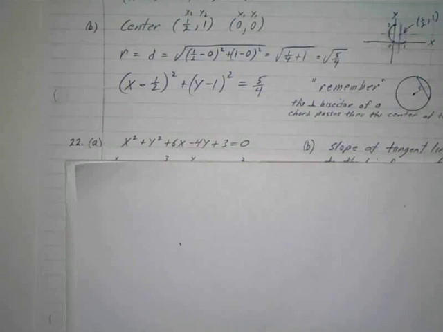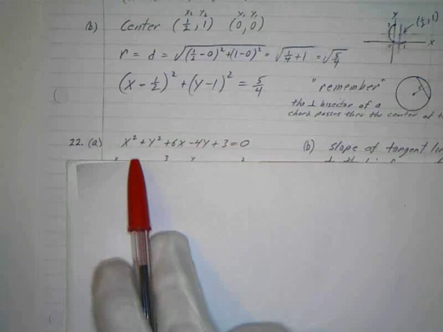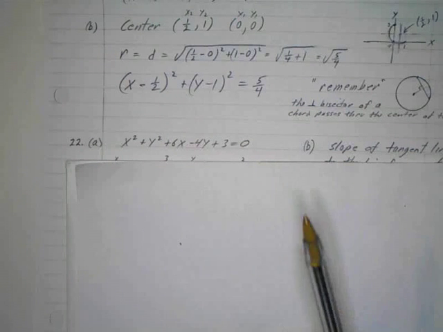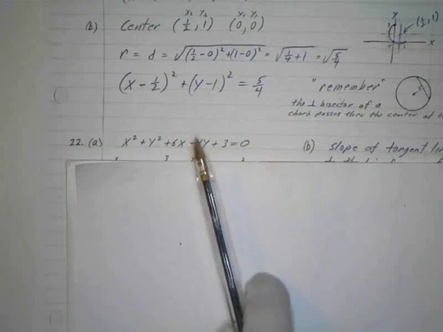Okay, this is number 22 from Are You Ready for Calculus? And we have this equation. This is kind of the general form: x squared plus y squared plus 6x minus 4y plus 3 equals 0. And they want you to find the center and the radius for this circle. So we put this in the standard form we talked about in the last problem.